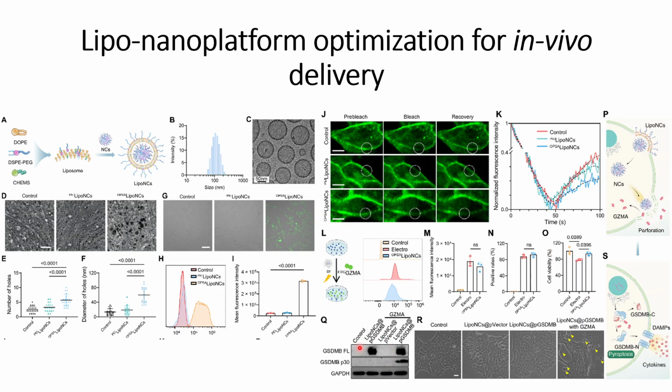First they check whether the activation of GSDBM occurs or not, and they can verify that activated GSDBM is formed in the case where they co-culture both lipo-nanocomplex and pGSDBM along with the granzyme, but not in other cases. Once they confirm that the GSDBM active form is present within the tumor cells, they check whether the perforation occurs, that is whether pyroptosis occurs or not.